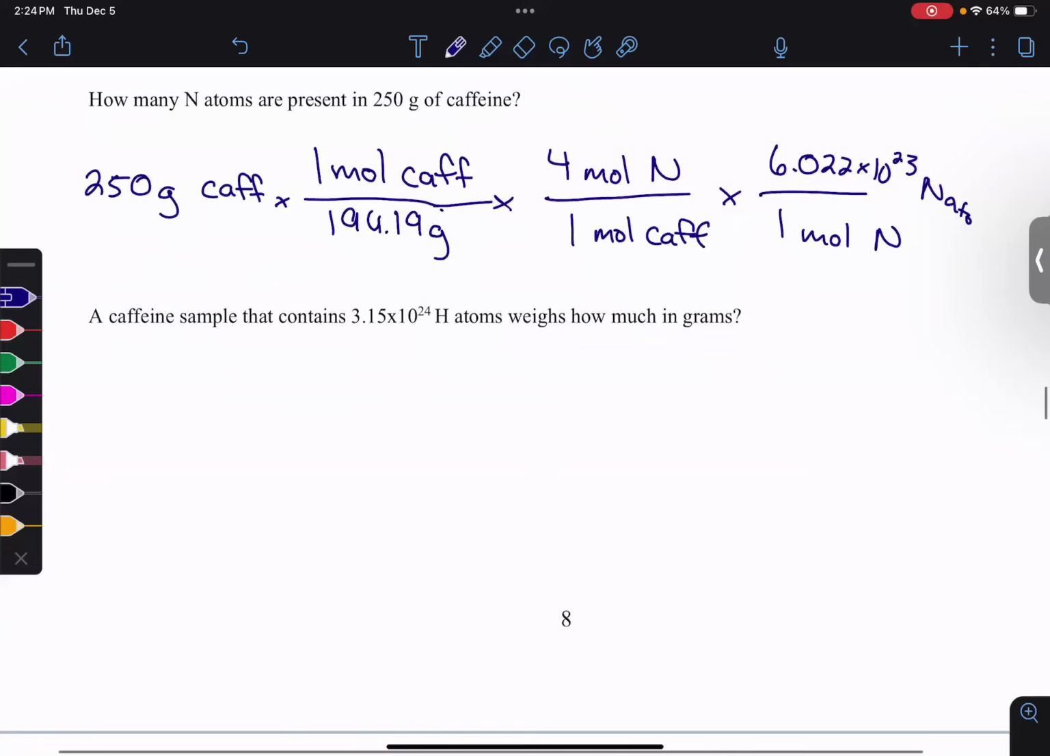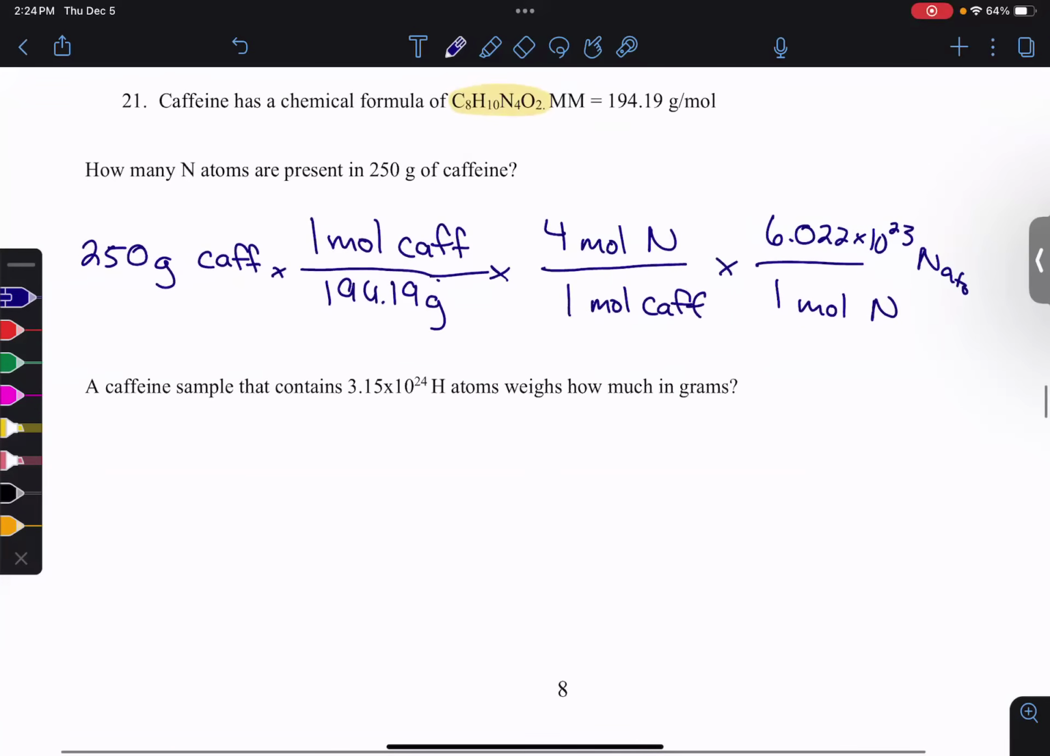All right, so this one is actually the same question, but it's backwards. But this question, probably 80% of students would get this one right, but only like 50% of students would get this one right. This one's backwards.